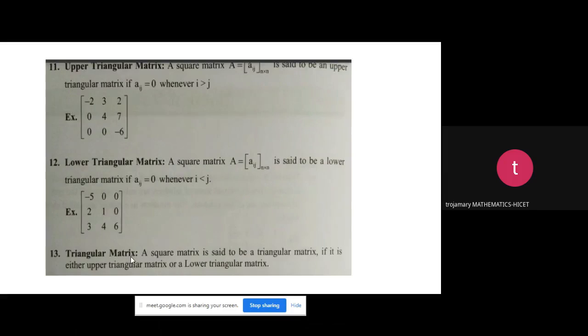Then the triangular matrix: a matrix with elements only in the upper position or only in the lower position is called a triangular matrix. This is an example. A square matrix is said to be upper triangular if Aij equals 0 whenever i is greater than j. Similarly, Aij equals 0 whenever i is less than j, then it is called a lower triangular matrix. If it is either upper or lower, then that matrix is said to be a triangular matrix.